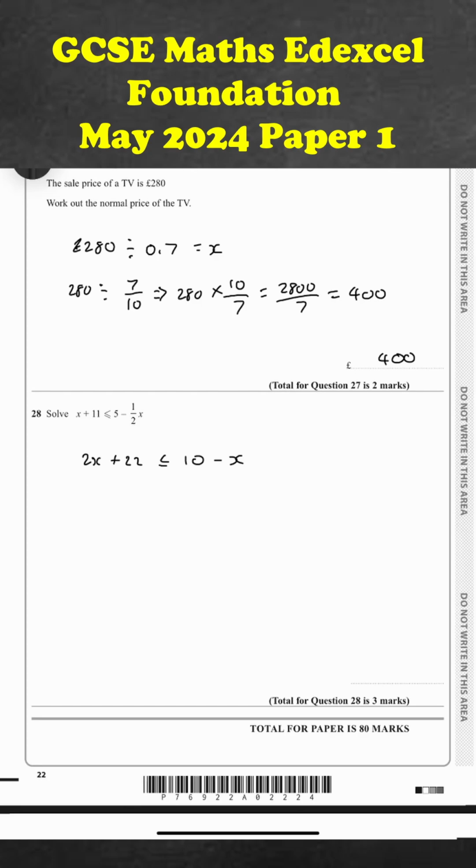Add x onto the other side, we get 3x plus 22, less than or equal to 10. Take 22 onto the other side, we get 3x is less than or equal to minus 12. Divide both sides by 3. X is less than or equal to minus 4 is our final answer. And that's the end of our paper.